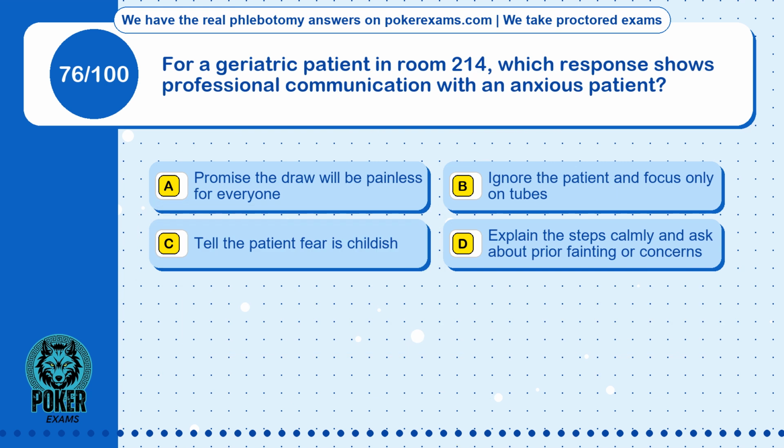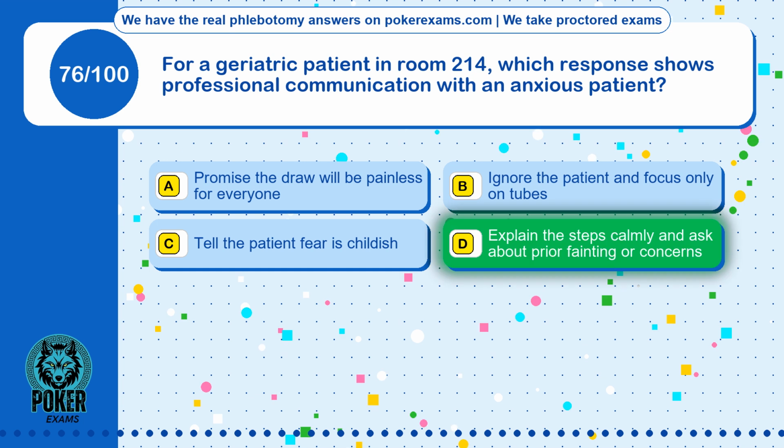Question 76. For a geriatric patient in room 214, which response shows professional communication with an anxious patient? Option A, promise the draw will be painless for everyone. Option B, ignore the patient and focus only on tubes. Option C, tell the patient fear is childish. Option D, explain the steps calmly and ask about prior fainting or concerns.